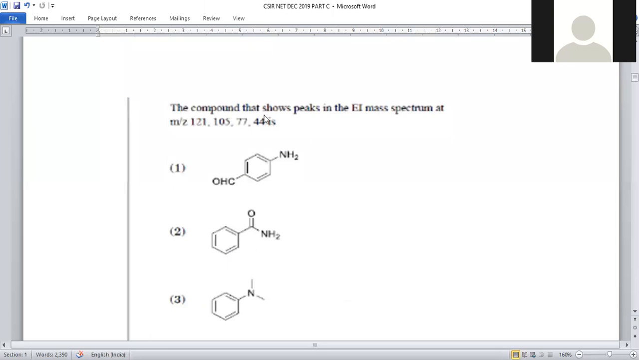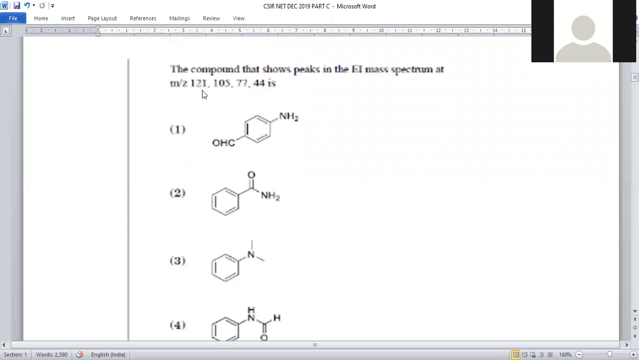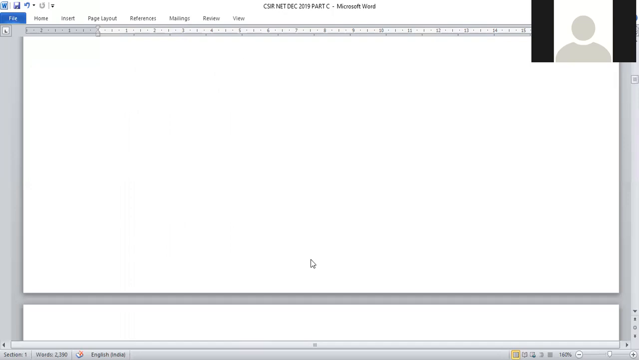Now let us move on to question number 6, where mass spectroscopy options are given. M by Z values are provided to us. Based on M by Z, we have to elucidate the structure of the unknown compound among all these 4, right? M by Z values 121, 105, 77, 44, 4 different options are given. For all these 4 compounds, which compound is satisfying all 4 values? Let us predict that. For option number 2, all these 4 values are satisfied. Let us see how it is possible.